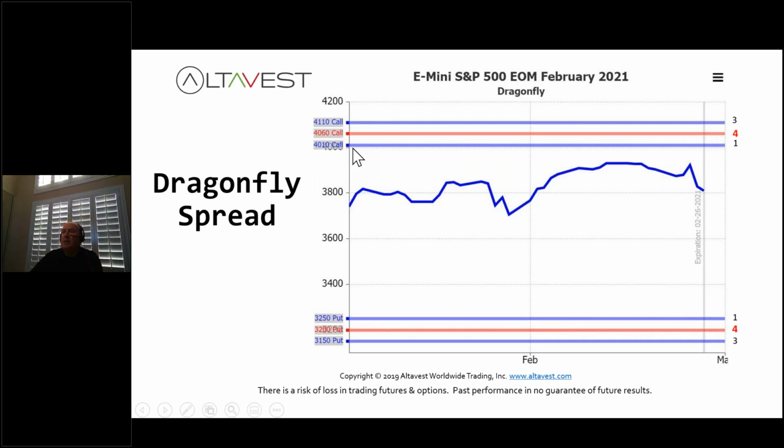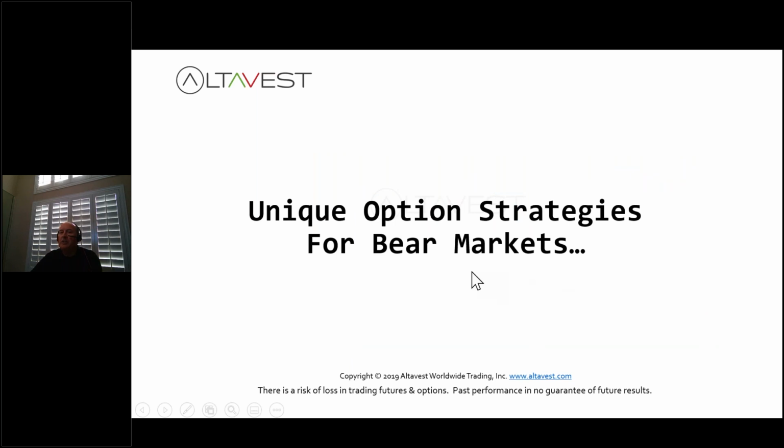And keep in mind, in this example, this one call that you buy is 50 points closer to the money compared to the ones you sell, and the same with the puts. So this changes the whole dynamic and risk-reward character of this particular trade, because remember, you own this call. For example, if the market starts moving higher and higher, closer towards the 4 that you sold, this one that you bought and own is quite a bit closer to the money, and it will act as a bit of a hedge or additional insurance on that position. So there are unique option strategies for bear markets.